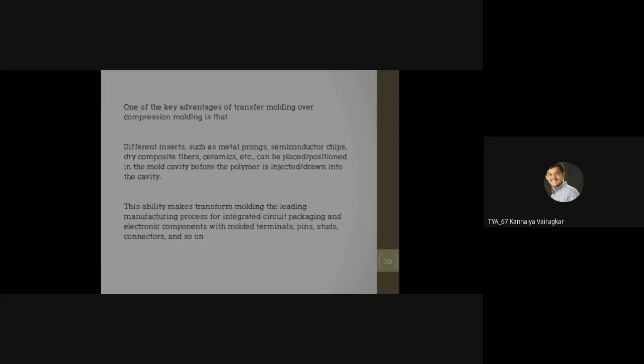And here, what is expected is a built-up insert. It means that when the material is in the liquid stage, at that time we put in the insert, and when it cools down, it becomes a part of the component. So that type of component can be easily manufactured using transfer molding, right?